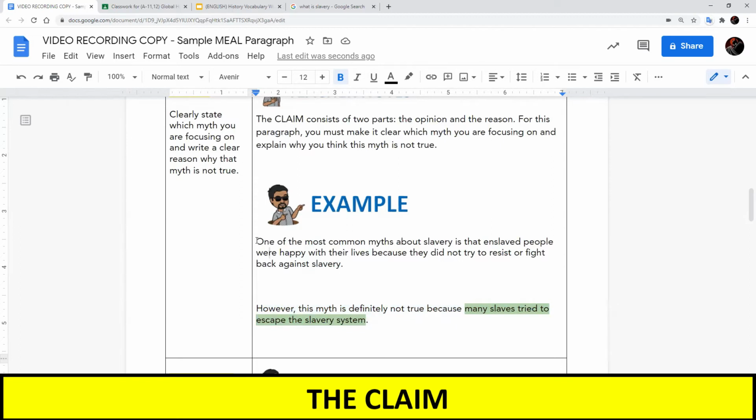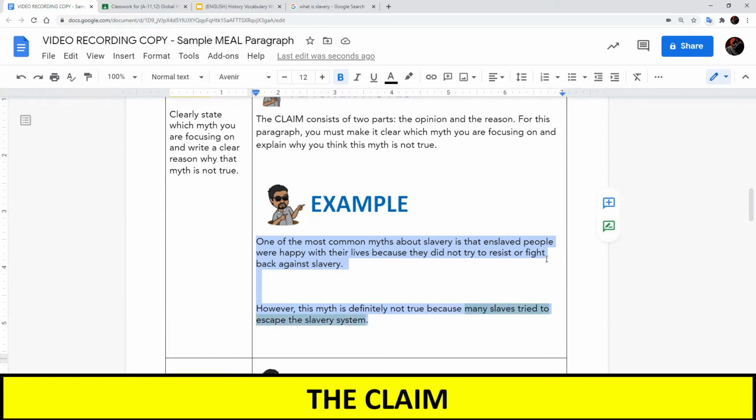So let's read both of these parts together, just to make sure that this claim is good, right? It's clear and it makes sense. One of the most common myths about slavery is that enslaved people were happy with their lives because they did not try to resist or fight back against slavery. However, this myth is definitely not true because many slaves tried to escape the slavery system. All right, so it sounds like this is pretty clear.